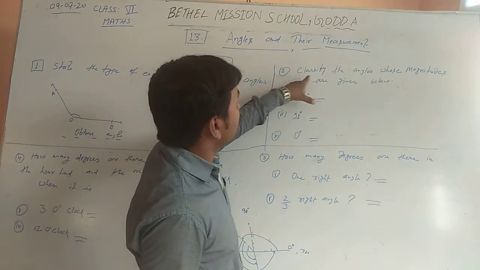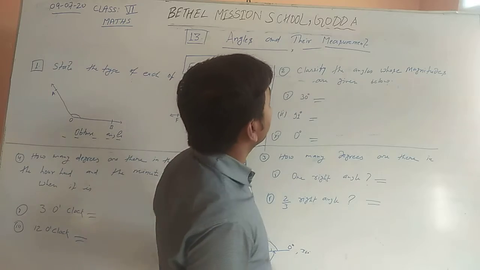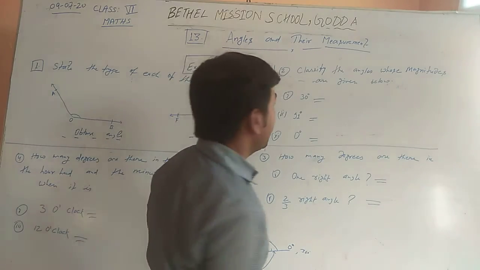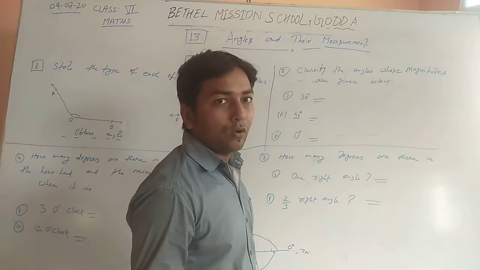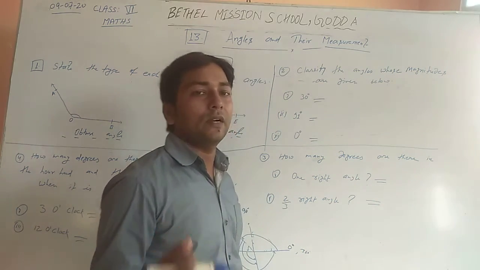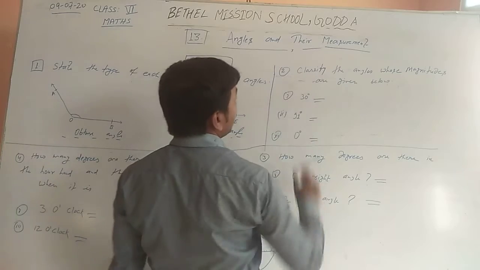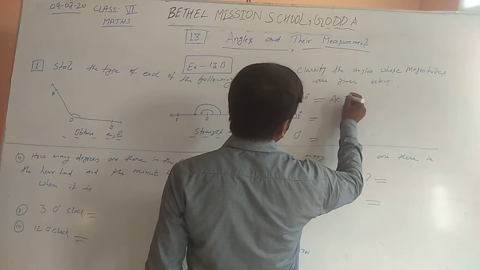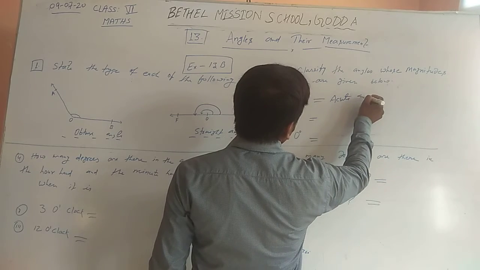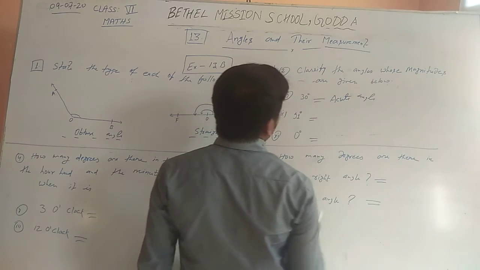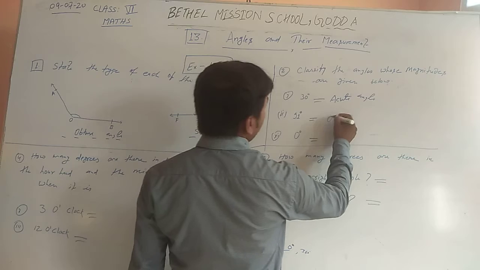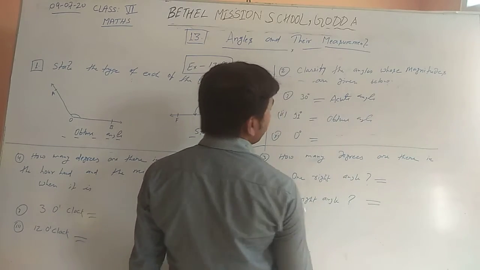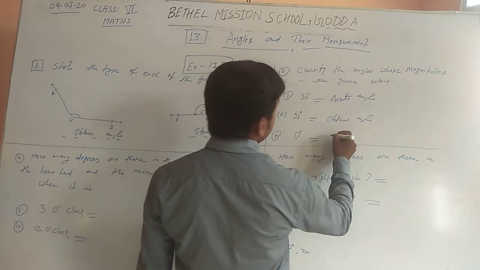Now here, second number: classify the angles whose magnitudes are given below. Values are given, you have to write the name: acute angle or obtuse angle or reflex angle, whatever. This is less than 90 degrees, so you can say this is an acute angle. And more than 90 degree, this is an obtuse angle. And 0 degree given, that is a zero angle.